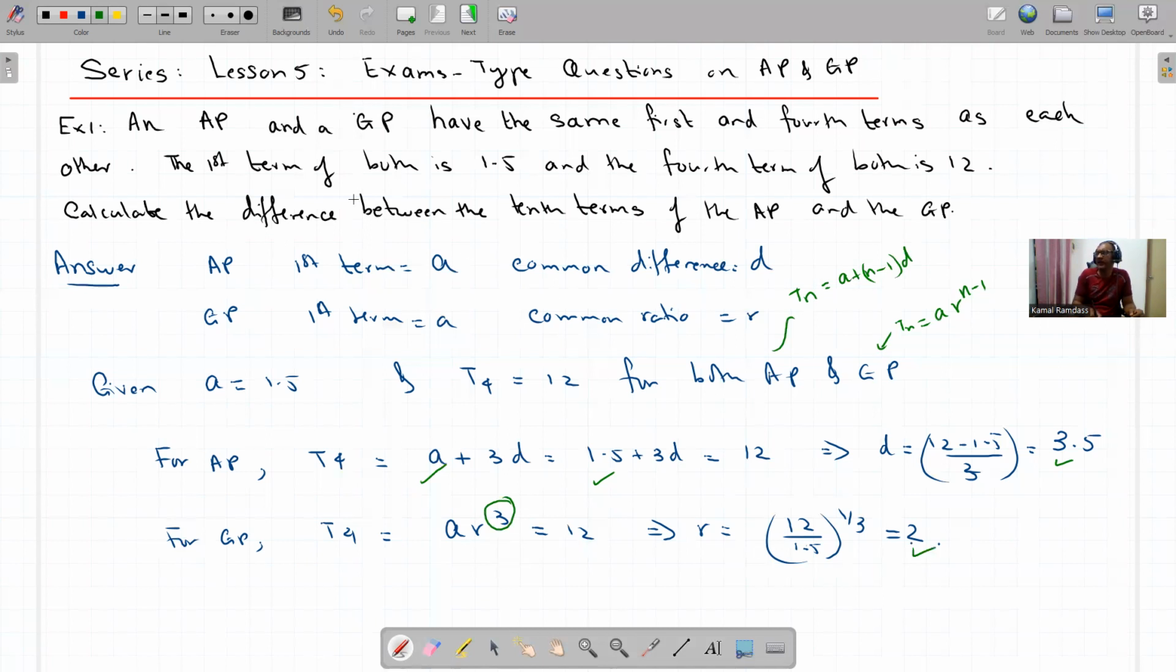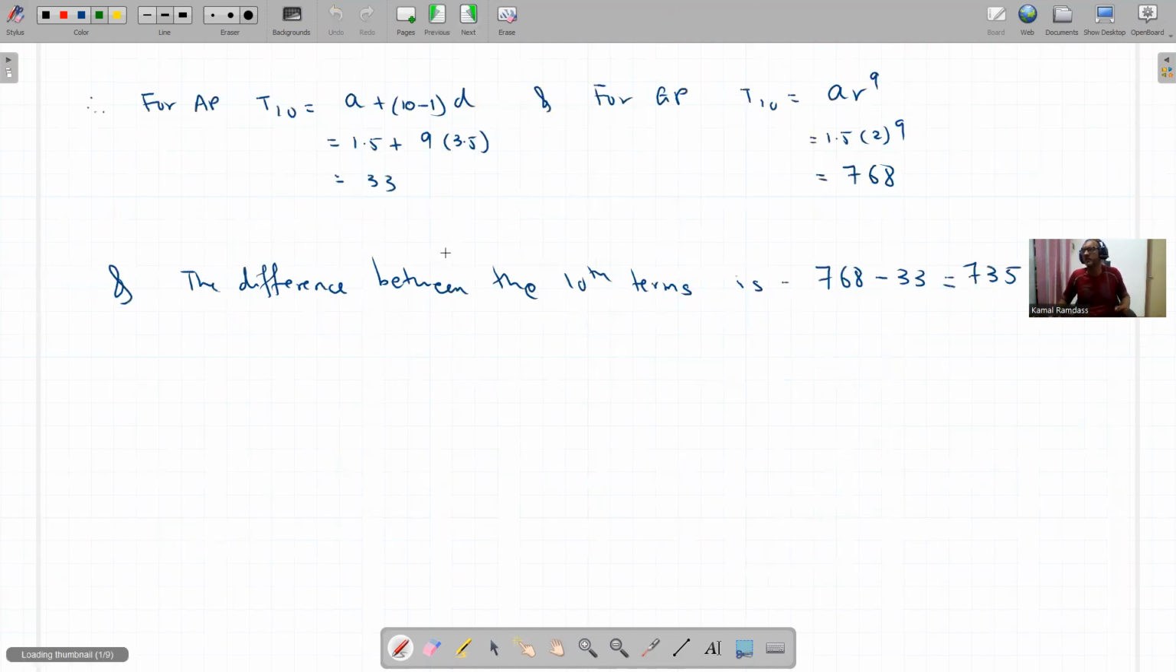Et là, évidemment, find the difference between the tenth term. Ça veut dire qu'on va trouver T10 for the arithmetic progression and T10 for the geometric progression. Et je prends ce qui est plus grand, je soustrais ce qui est plus petit. OK?